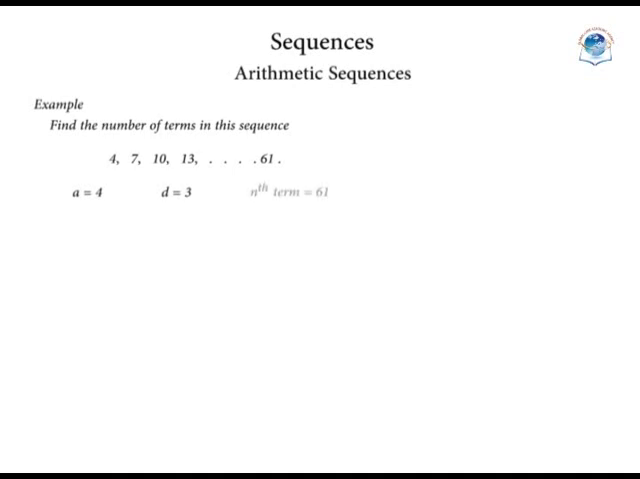We can say the nth term is 61. We equate A plus n minus 1 times D, which should give us 61. So 4 plus n minus 1 times 3 is equal to 61. 4 plus, open the bracket, 3n minus 3 is equal to 61. 3n is 60 and n is equal to 20. So 61 is the 20th term, and being the last one, it means there are 20 terms in this sequence.